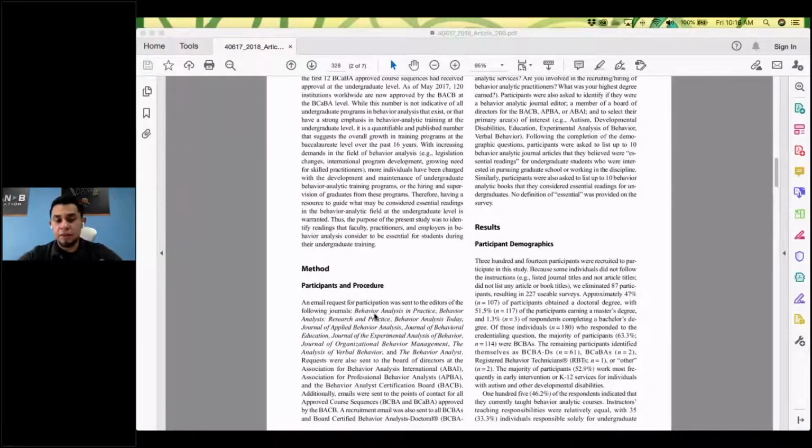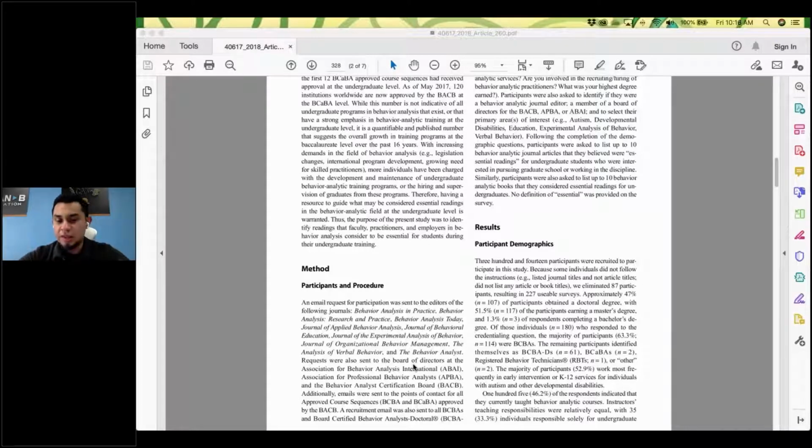In this case, they sent it to a few of the editors from some of the more popular journals in our field, such as Behavior Analysis in Practice, Behavior Analysis: Research and Practice, Behavior Analysis Today, and of course the famous Journal of Applied Behavior Analysis, or JABA. They were also able to send out a survey to the board of directors at the Association for Behavior Analysis International, ABAI, which is obviously really important in our field, APBA, the Association of Professional Behavior Analysts, and of course our BACB, the Behavior Analyst Certification Board.